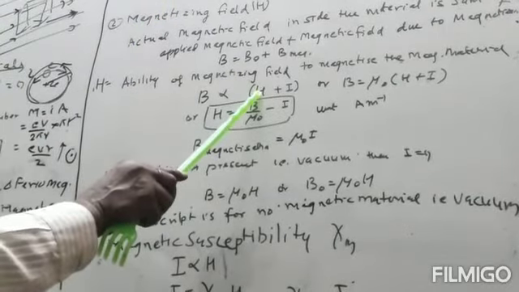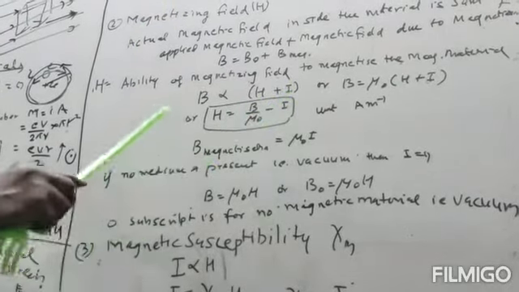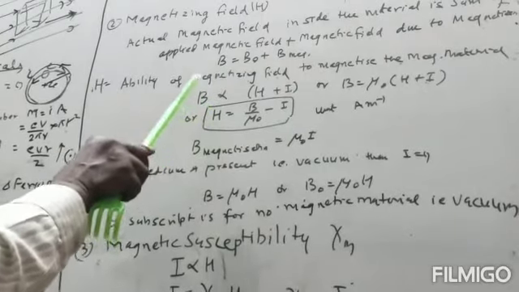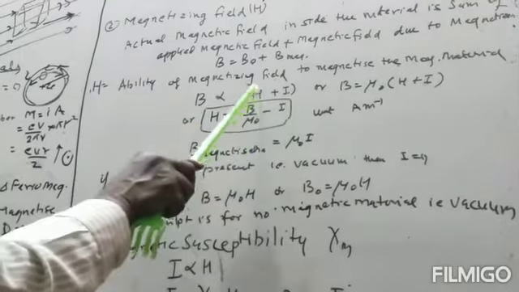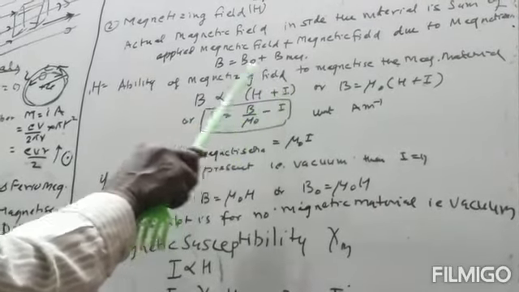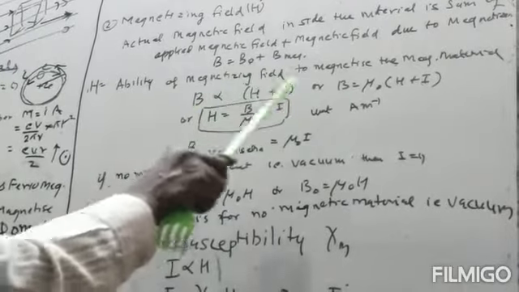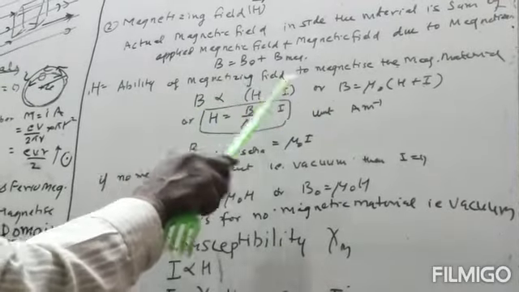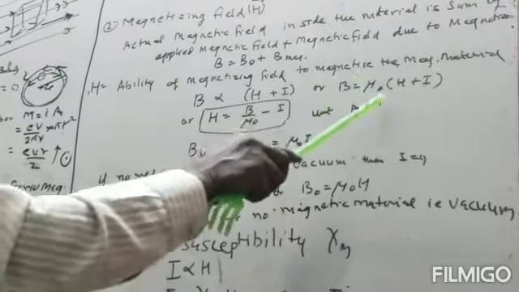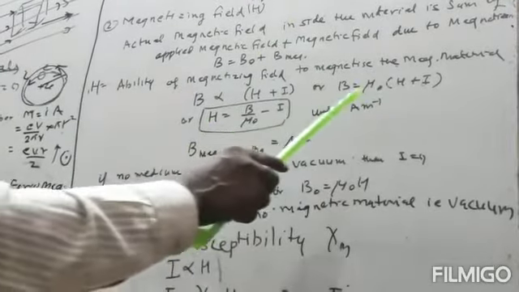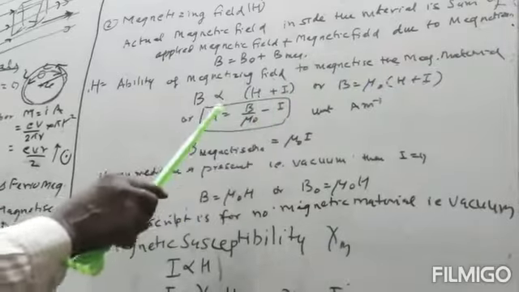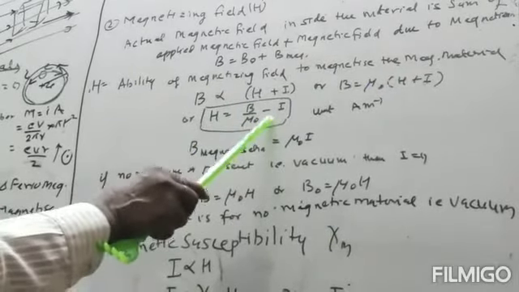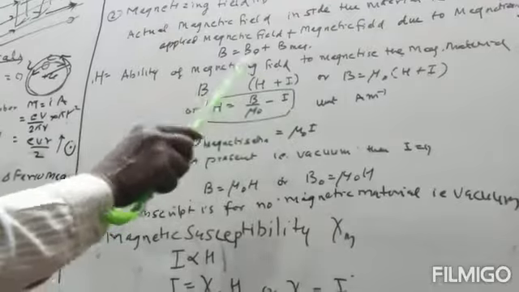So when capital H is more, I is more. So the total magnetic field will be proportional to the sum of H and I, one due to the external, the other due to the internal. So we can write B is equal to mu 0 times H plus I. Mu 0 is constant, the permeability of the vacuum. Here we divide and we will find that H will be equal to B by mu 0 minus I.